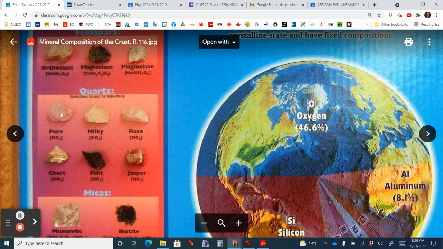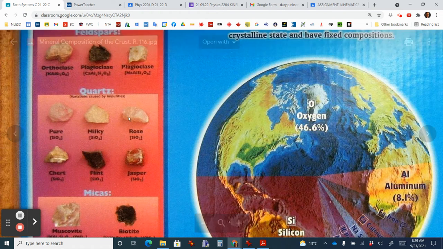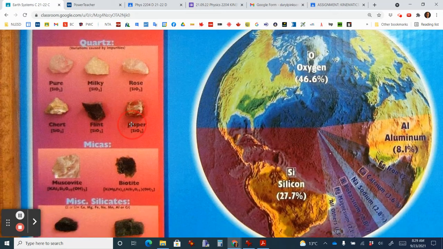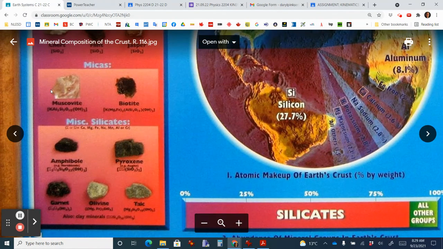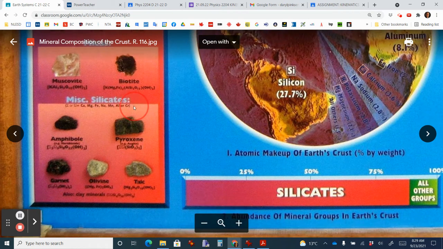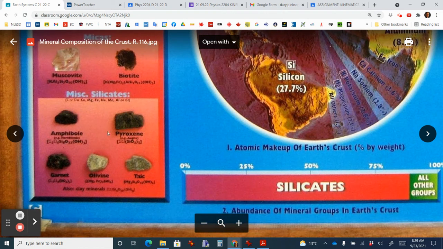Pure is totally translucent. There's milky, it's white, you can't see through it. And then there's a kind of rose color, and there are different forms of quartz. Then there are the micas, the ones that are kind of like plastic sheets, the muscovite and the biotite. And then there's some miscellaneous silicates, amphibole, pyroxene. You would never need to know these chemical formulas, only know that they are primarily formed from silicon and oxygen. That's the main thing to remember.